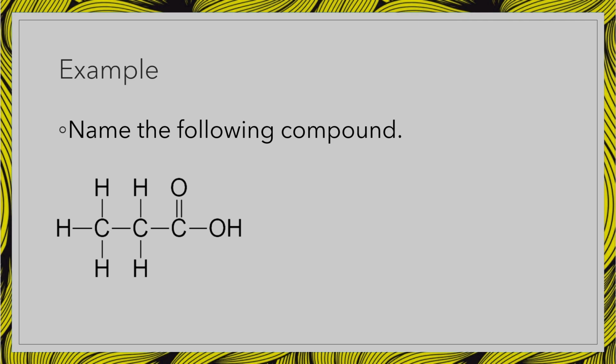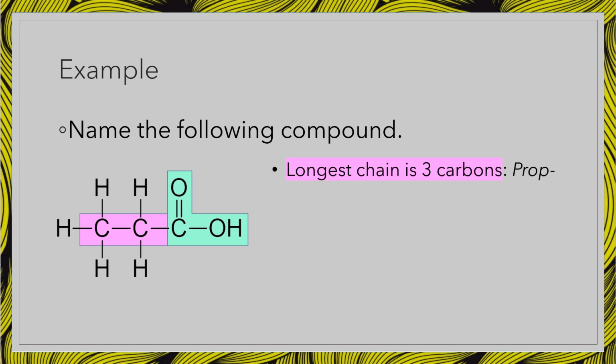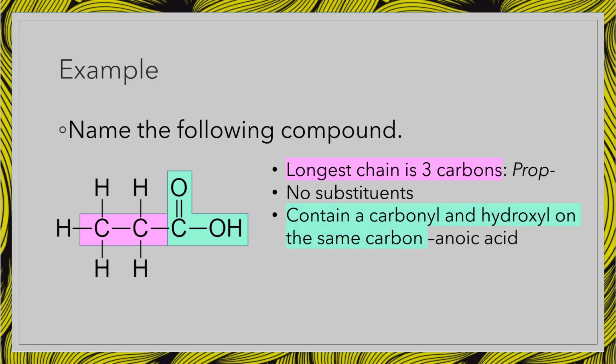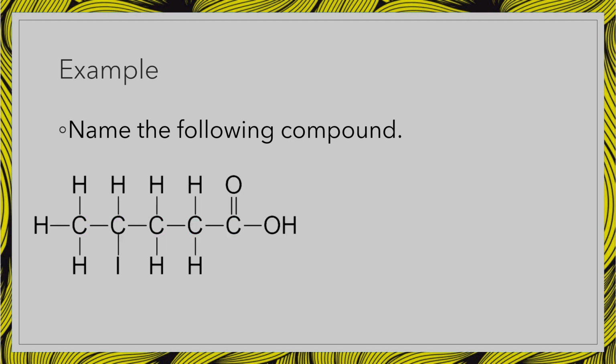What's our first rule? Find the longest chain. Boom, 3. So it's prop. What functional group's there? Oh, look, it's a carboxylic acid. So we've got a carbon-oxygen double bond with an OH attached. So the longest chain is 3, no substituents, and the functional group is a carboxylic acid, so it's going to be propanoic acid. Nice and easy one.